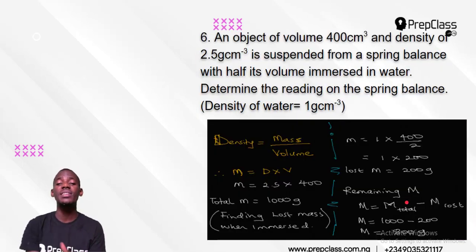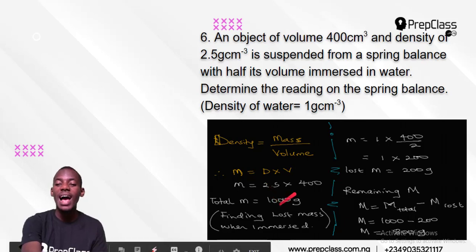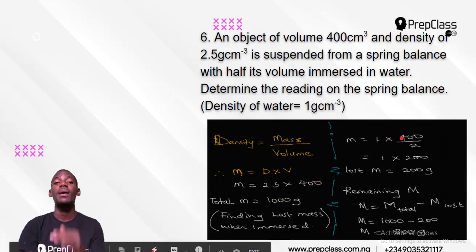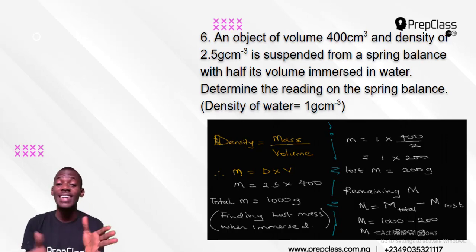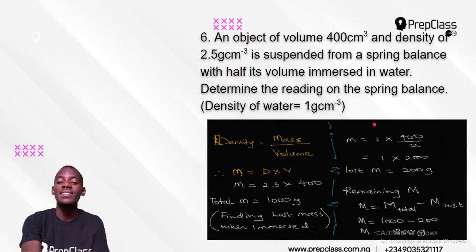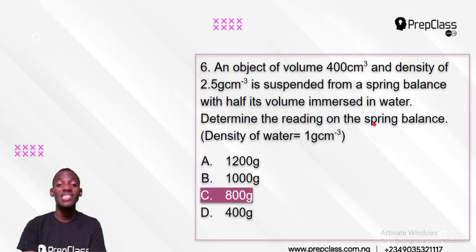Now don't forget that everything came from the formula: density is equal to mass over volume. I cross multiplied and I got my mass as density times volume. That is how to go about the question. So I found the total mass first, and later I found the mass when immersed in water by dividing the volume by 2, with the density of water being 1. So I got 200. Then I subtracted to find what mass will remain, and that is just the end. So the answer to the question is 800. Option C is correct.